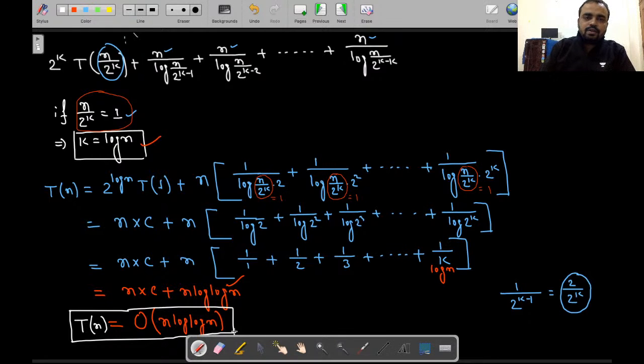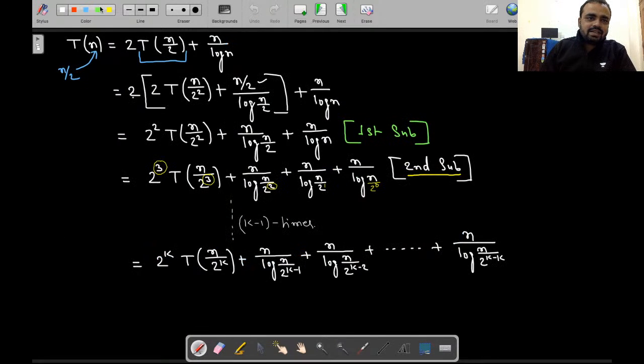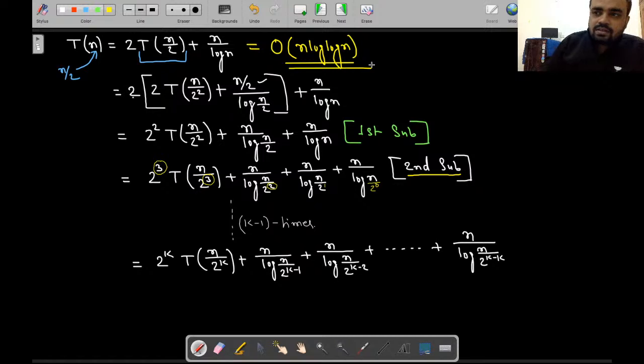Clear, all of you? So if the recurrence relation is given like this, the time complexity will become order of n log n. This is one of the interesting problems that GATE might ask. So please remember this kind of concept, because in this concept GATE might ask any kind of problem.